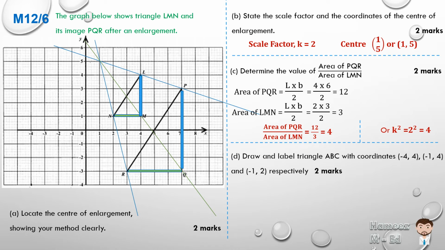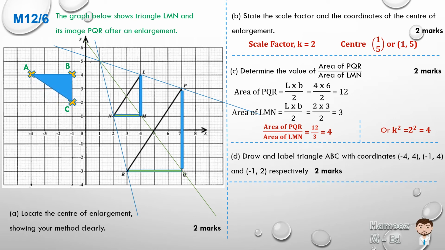Part D. Draw and label triangle ABC with coordinates (-4, 4). Let's bring up that point. That's A. (-1, 4). That's B. And (-1, 2), respectively. And let's connect them and put up our blue triangle.